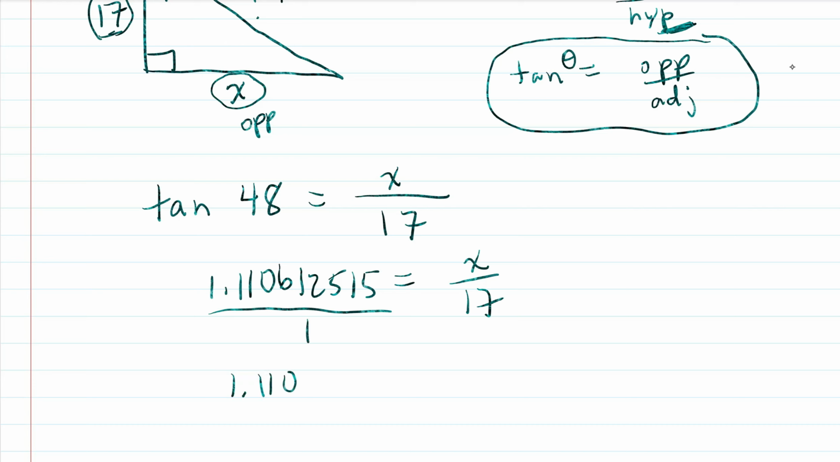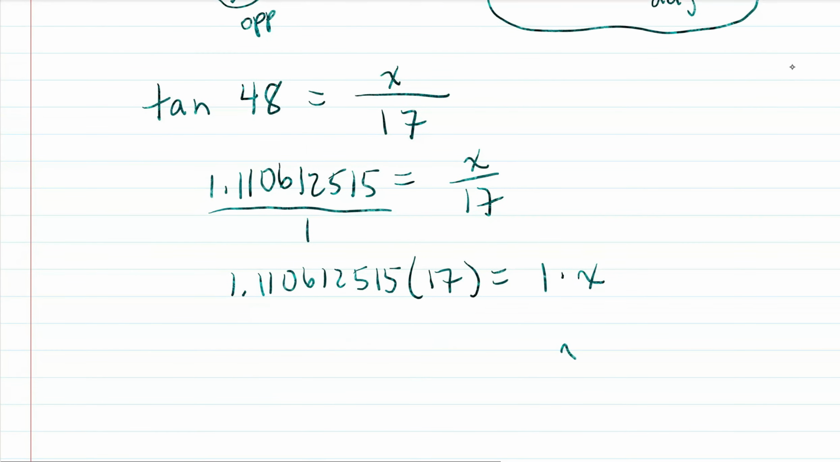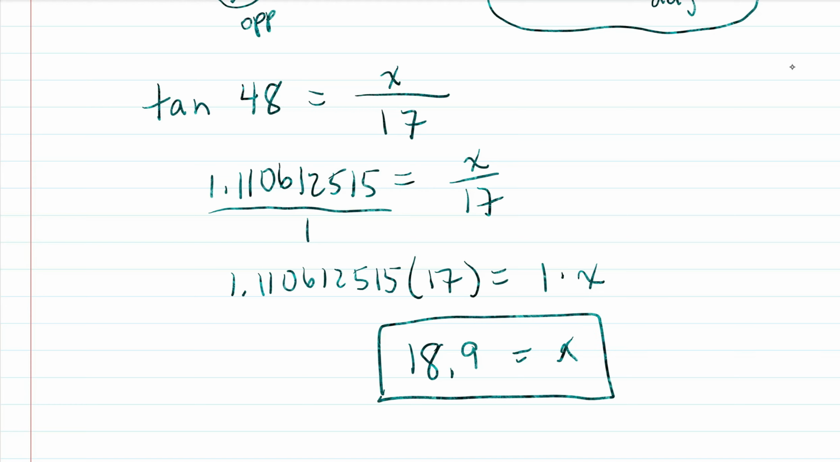So 1.110612515 times the 17 equals 1 times x, which is just going to be x. So x is going to be, if we multiply these two, and let's say I just want to round it to the nearest tenth place, 18.9. So we've just solved for x, 18.9.